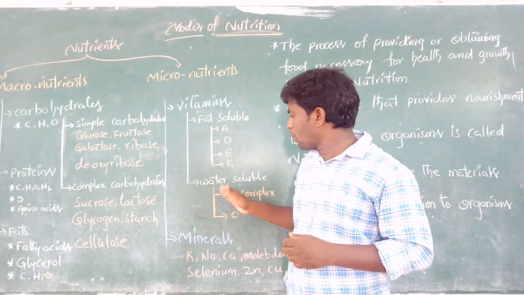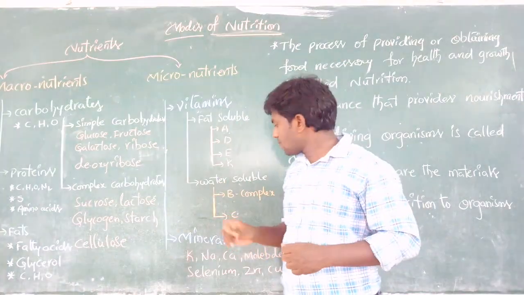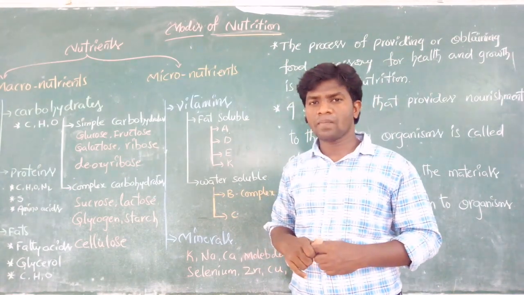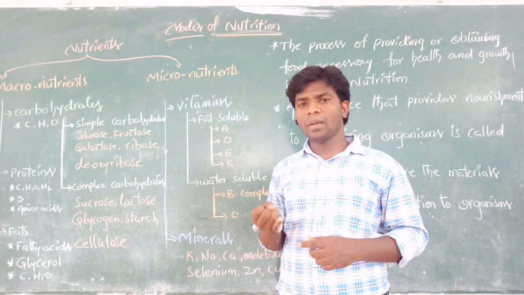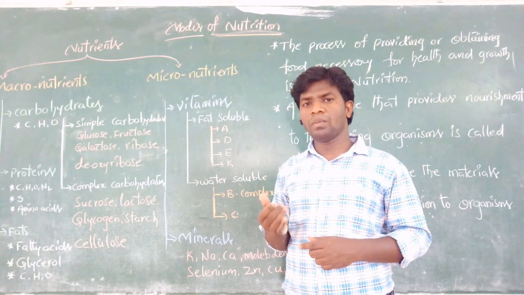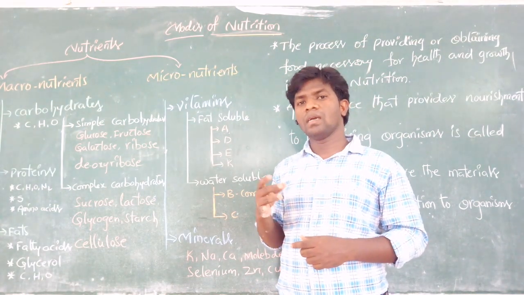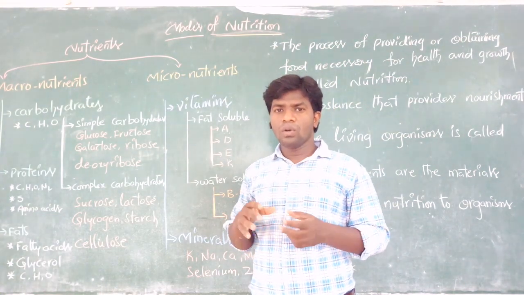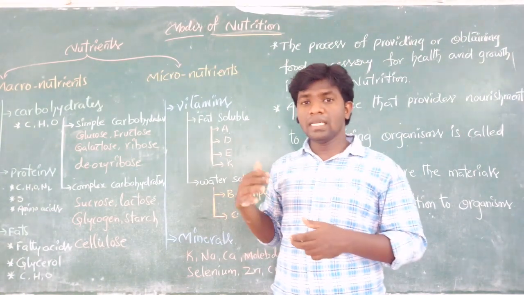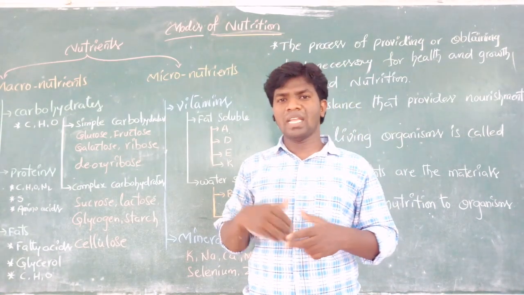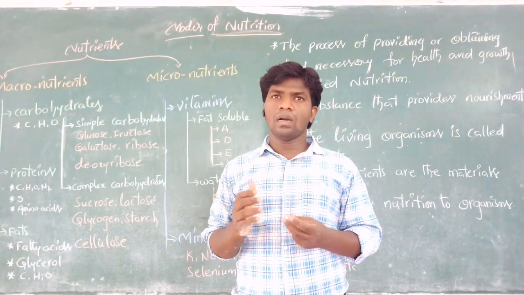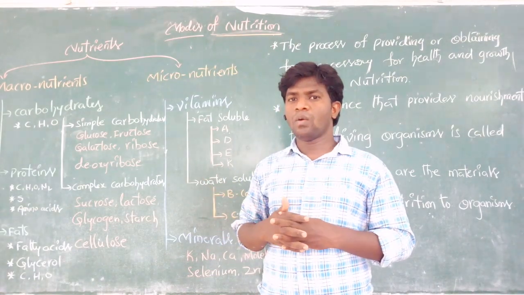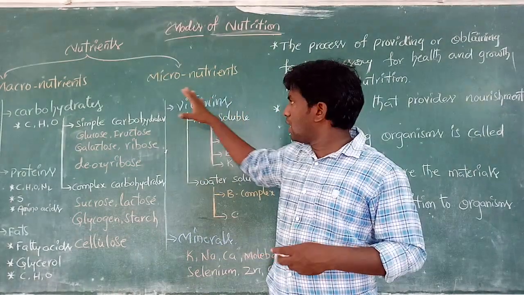And next, water soluble vitamins. The water soluble vitamins are B complex and C. In B complex: B1, B2, B3, B4, B5, B7, B9, B12, and C. We are going to learn about these vitamins in our lessons, in 7th and 10th class lessons. Okay, listen. These are the vitamins.